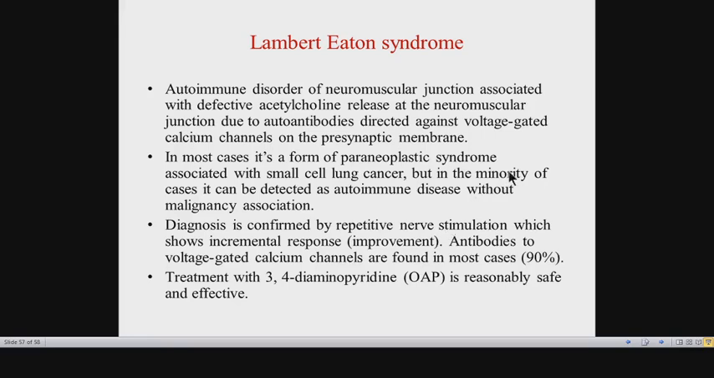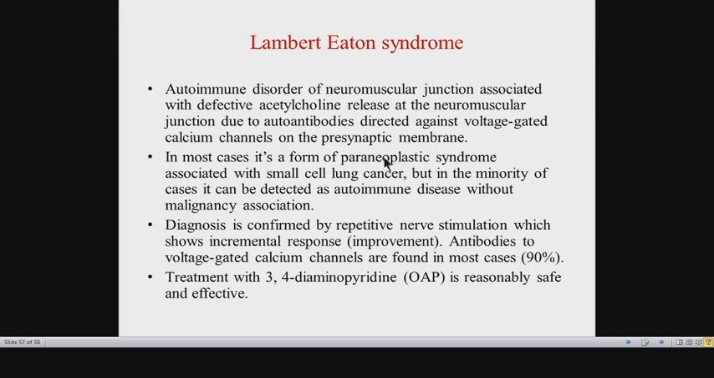لكن in a minority of cases sometimes ممكن this condition to develop without an association with malignancy, يعني without association with small cell lung cancer. تكون simple autoimmune disease. وممكن هي تكون associated with other autoimmune disorders like hypothyroidism, like pernicious anemia, like even adrenal insufficiency. Any autoimmune disorder can be seen. لكن the most common scenario إنه this disorder is a paraneoplastic syndrome associated with small cell lung cancer.